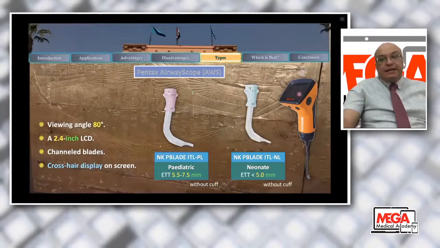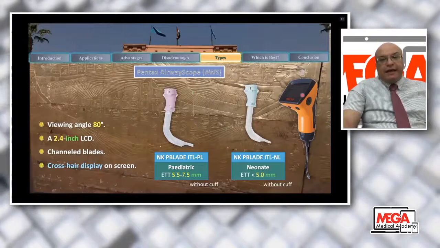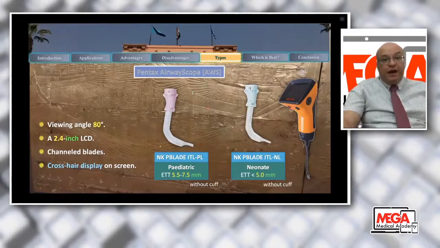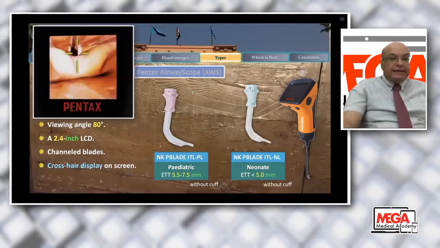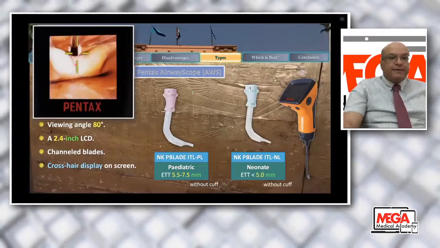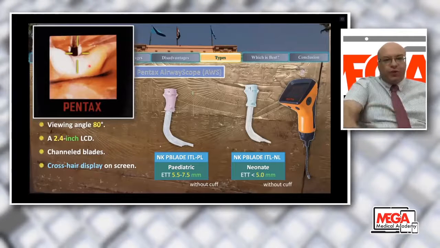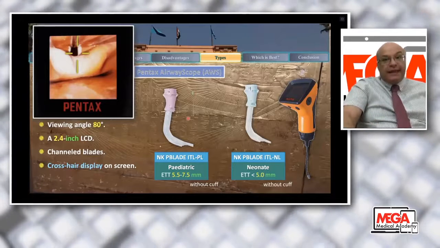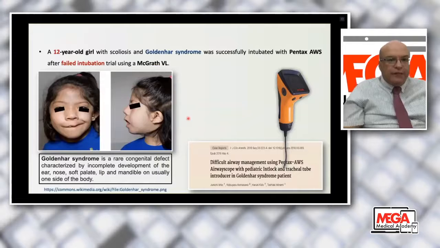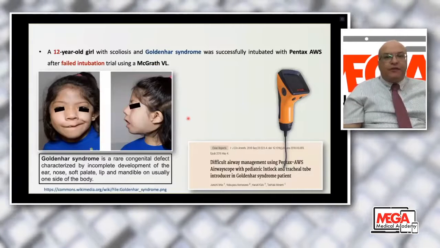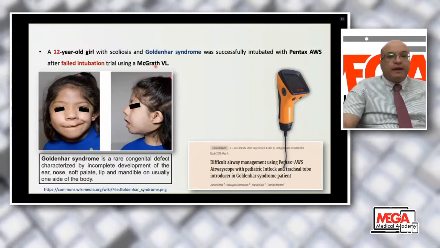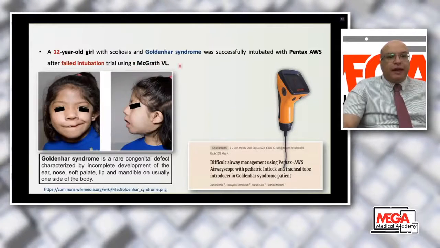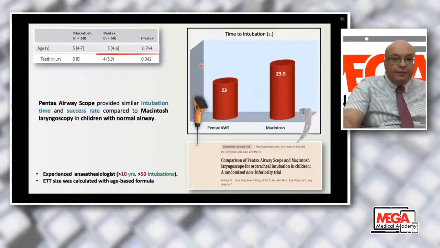There is a 2.5 inch LCD screen with very high resolution and a channel plate. Interestingly, there is a crosshair display, like you are going to shoot the tube into the glottis, which facilitates the intubation indeed. Here is a description of using a Pentax airway scope after failed intubation with McGrath in a 12-year-old girl with Goldenhar syndrome.